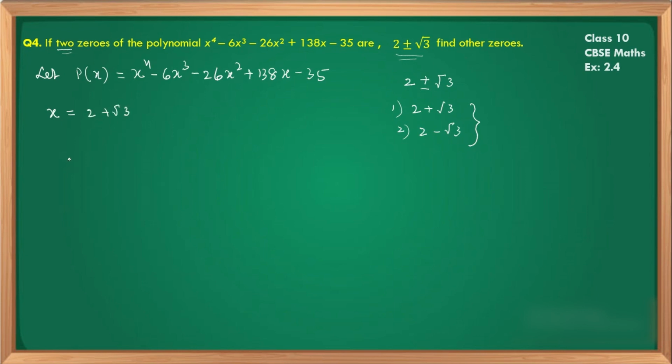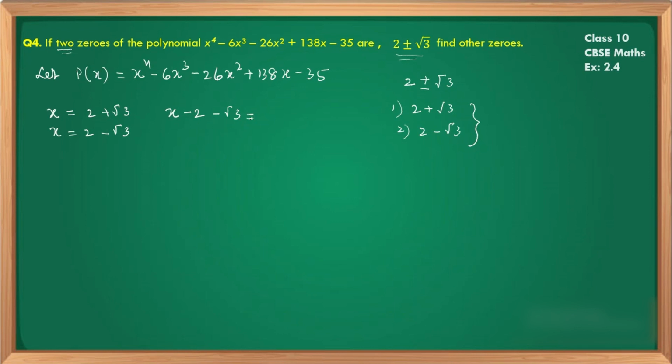This is 1x and another x is 2 minus root 3. Now what we have to do, we have to simplify this in such a way that we find some polynomial out of this. This can be written as x minus 2 minus root 3. All I did, I took out 2 and root 3 to the LHS. Then this plus becomes minus, even this plus becomes minus.